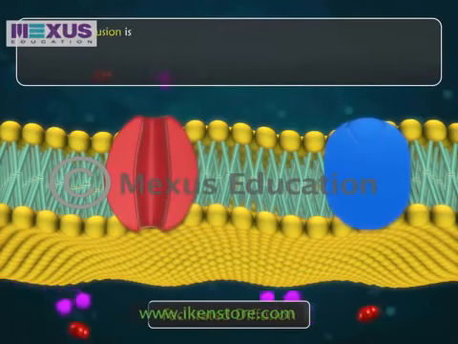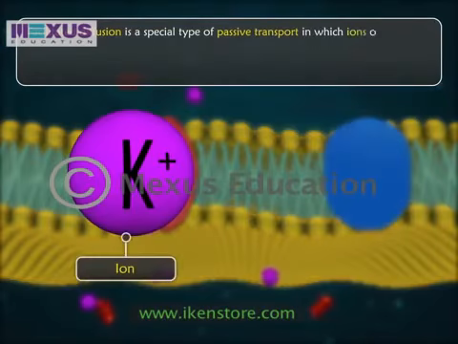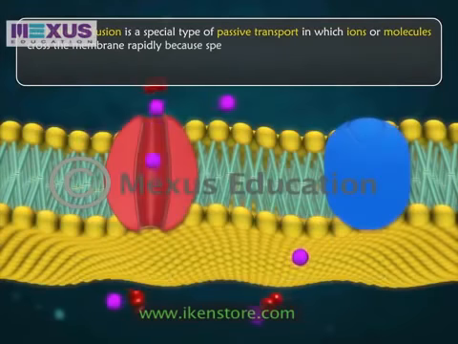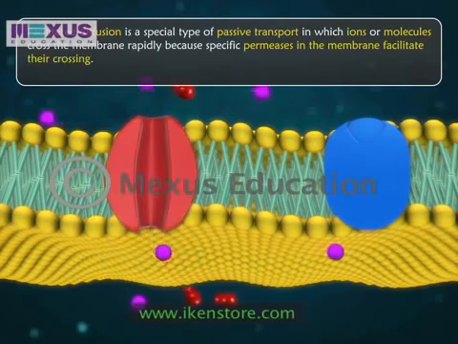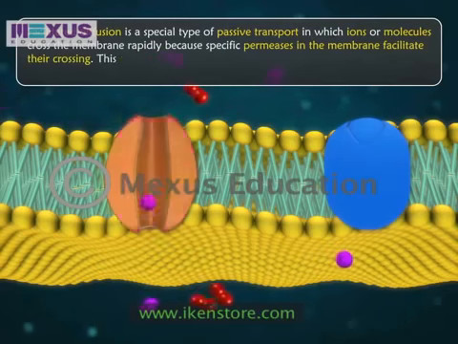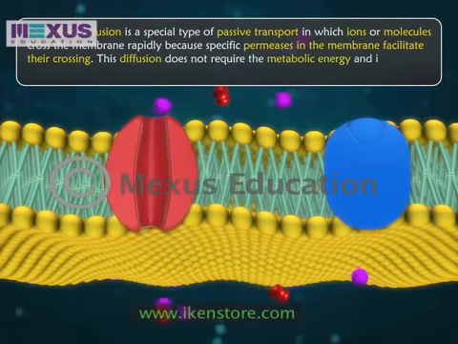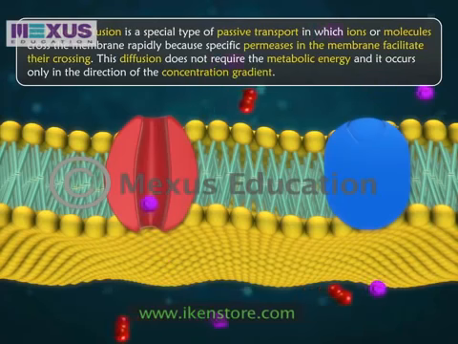Facilitated diffusion is a special type of passive transport in which ions or molecules cross the membrane rapidly because specific permeases in the membrane facilitate their crossing. This diffusion does not require metabolic energy and it occurs only in the direction of the concentration gradient.